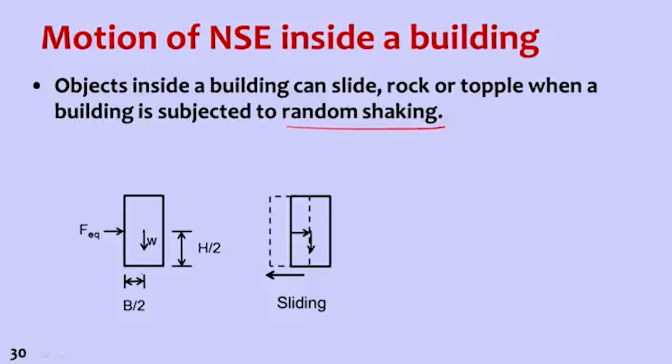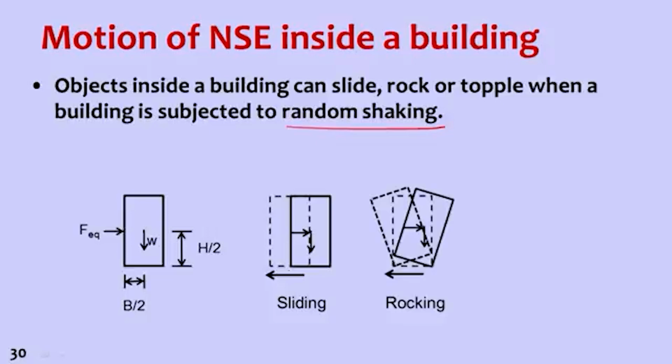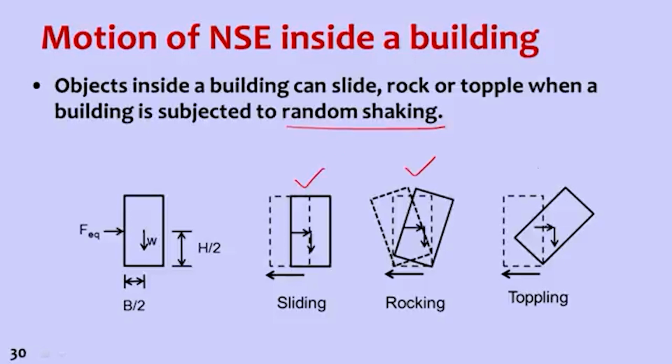So if sliding means what? When the motion is given, the element slides in the horizontal direction, then it can also rock depending on certain conditions which we will discuss, and then the third one is topple. So it can slide, it can rock, or it can topple. All these three things we need to avoid.